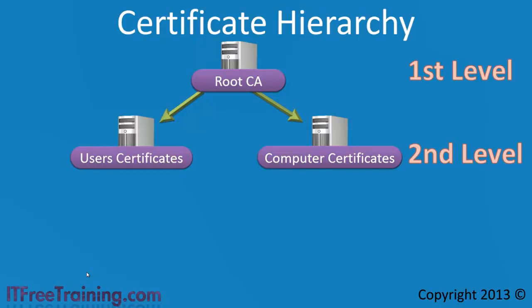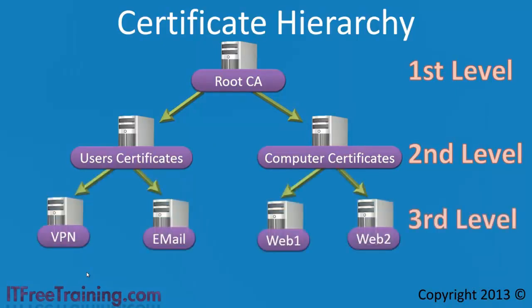The second level CA will often issue certificates to users and computers. For example, a certificate may be issued to a user so their identity can be checked when using a VPN connection. It is also possible to have additional levels of certificate authorities if your organization requires it. In this example, let us consider what happens when a computer attempts to connect to a web server.